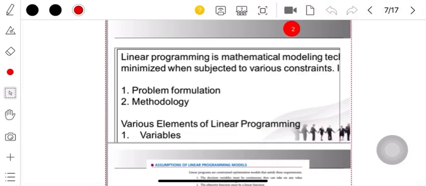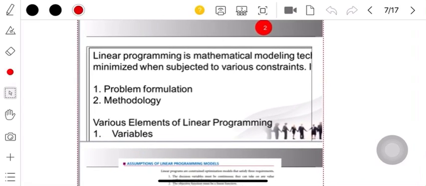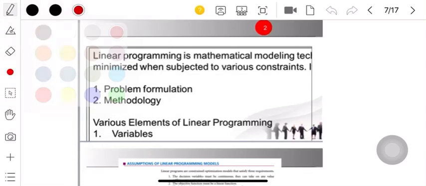Basically, the steps to solve a linear programming problem: first, a problem will be given in a descriptive form, so you have to formulate that problem mathematically. So the first step is mathematical formulation, problem formulation. In this problem formulation you have to formulate the problem in the form of a mathematical model.